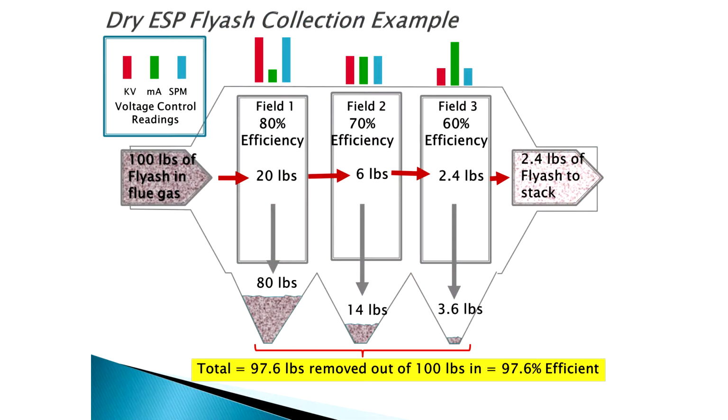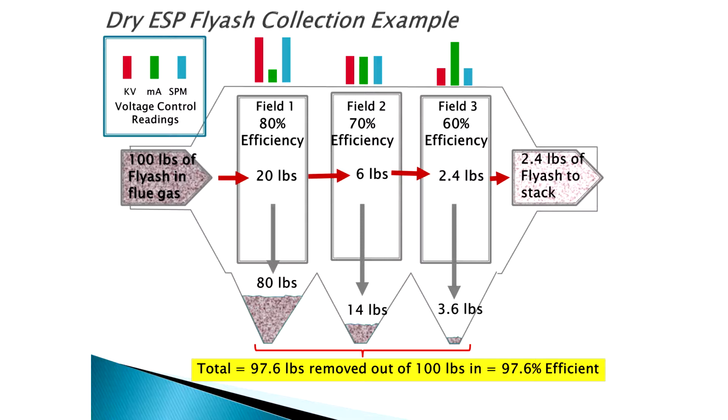So if I start with 100 pounds of dust, I also want to show what happens to the power levels, or the milliamps and the kilovolts and the sparking, as you go through a precipitator. In this case, this precipitator is collecting a conductive dust. If the inlet field has an efficiency of 80%, then the first field would catch 80 pounds of that dust, leaving 20 pounds to go on to the second field. If it has an efficiency of 70%, then 70% of 20 would be 14 pounds captured by the second field.